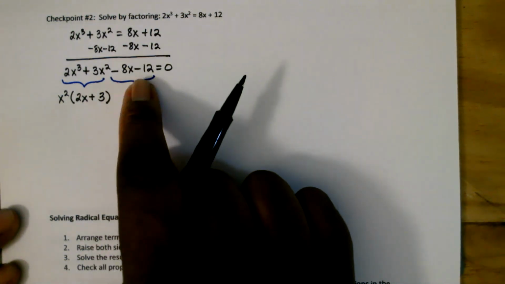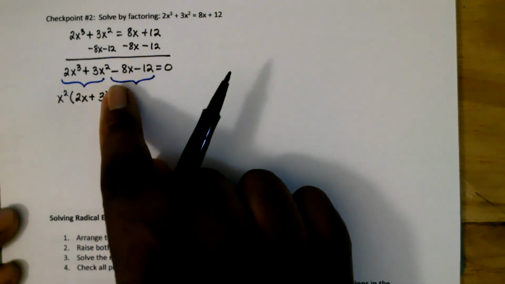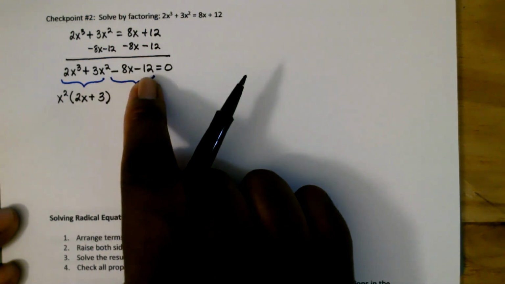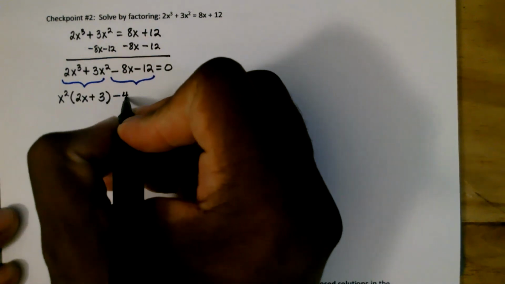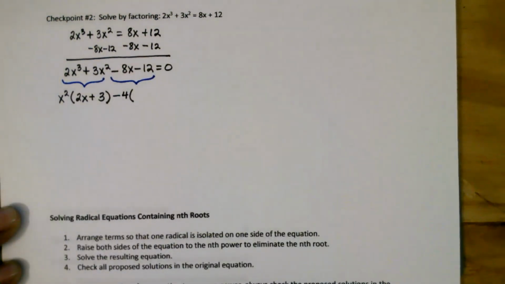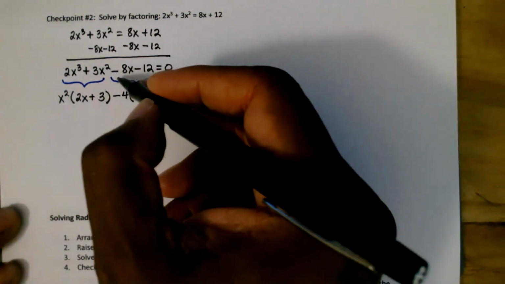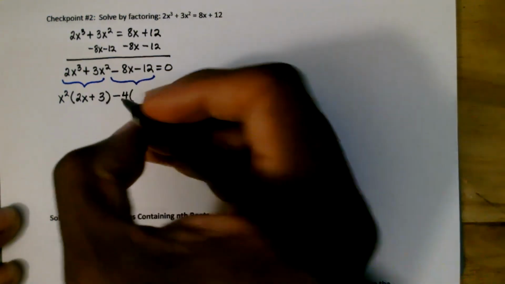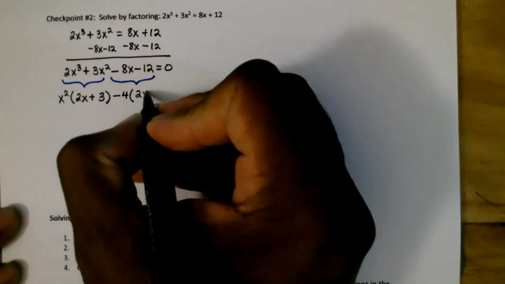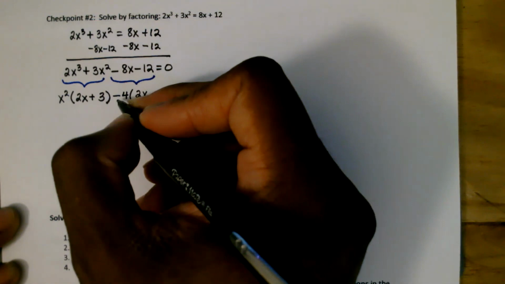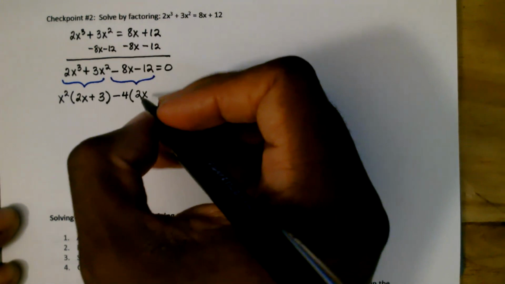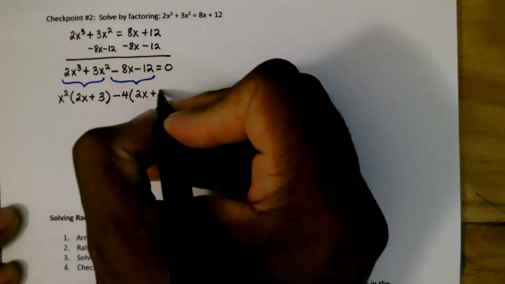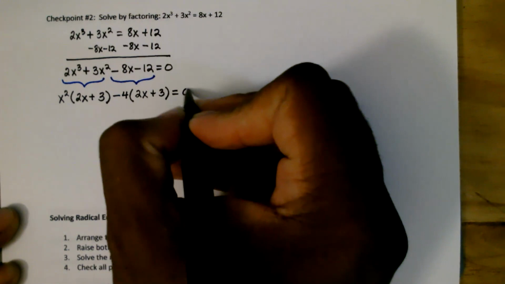Now for the minus 8x minus 12, I need a common factor that's in minus 8x and a minus 12. In this case, it will have to be 4. But since both of these are negative, I'm going to use minus 4. So I'm factoring out minus 4. And then divide minus 8x by minus 4. This would be positive 2x, because negative divided by negative is a positive. And then minus 12 divided by minus 4, again, negative divided by negative is a plus 3. And then that's going to be equal to 0.